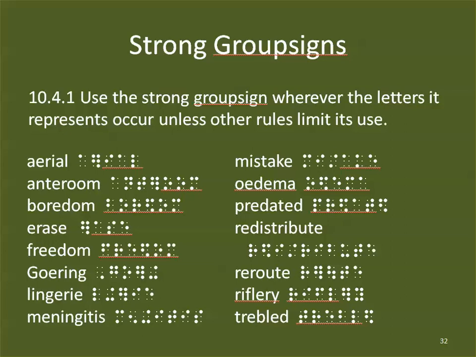We'll see things like that happening quite a bit in UEB, where the elimination of one contraction now means that we can use a different contraction.